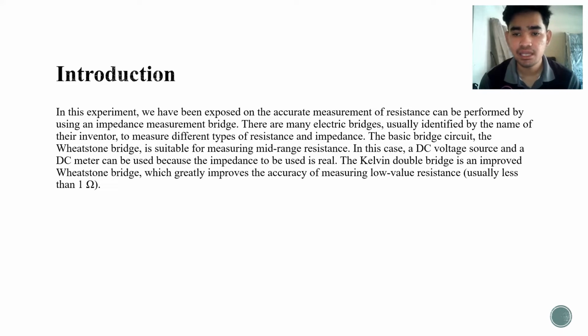In this case, a DC voltage source and a DC meter can be used because the impedance to be used is real. The Kelvin double bridge is an improved Wheatstone bridge which greatly improves the accuracy of measuring low value resistance, usually less than 1 ohm.